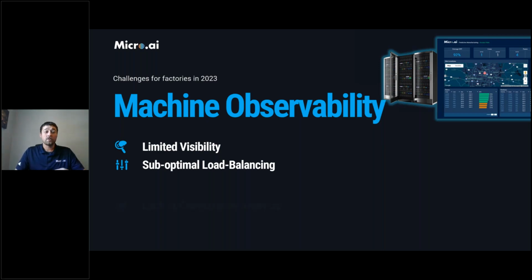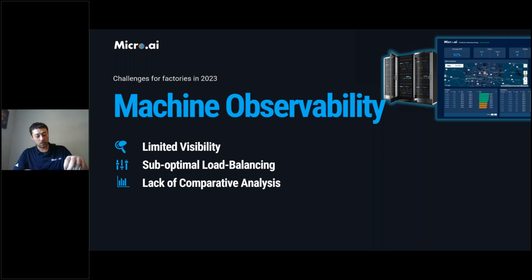Another area is the lack of comparative analysis. So not being able to compare the production of one machine or the observability from one machine to another machine and seeing what those differences are, those can lead to variance in performances of the machine or from machine to machine and shift over shift.